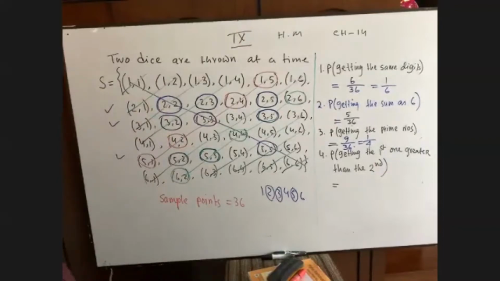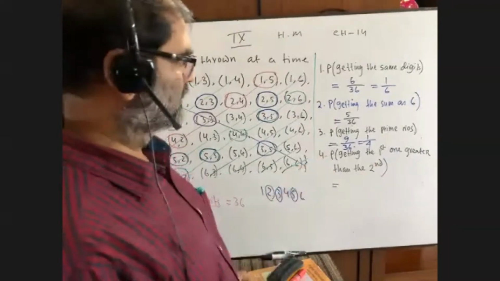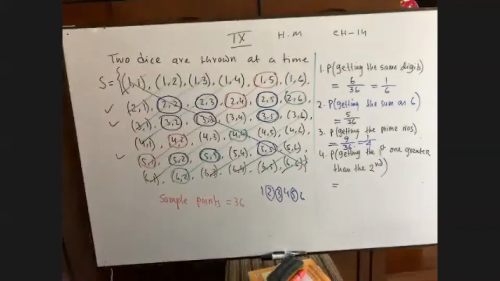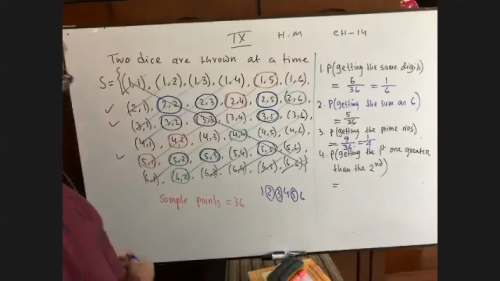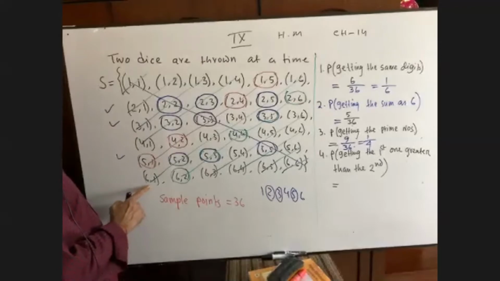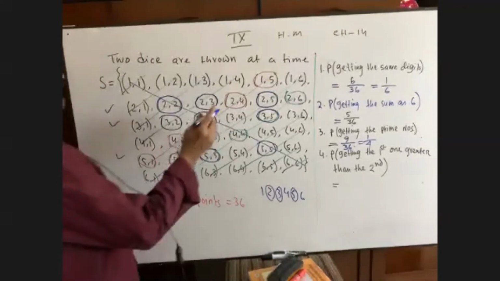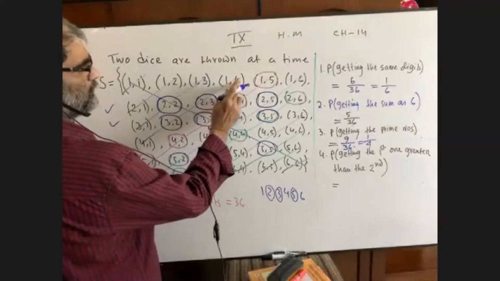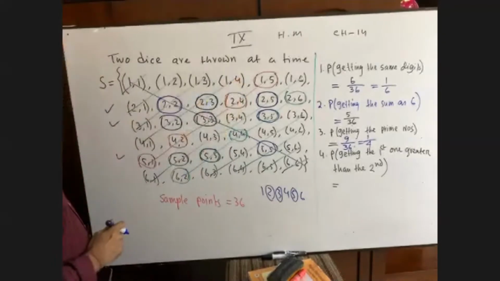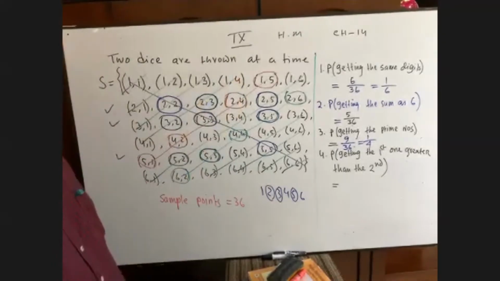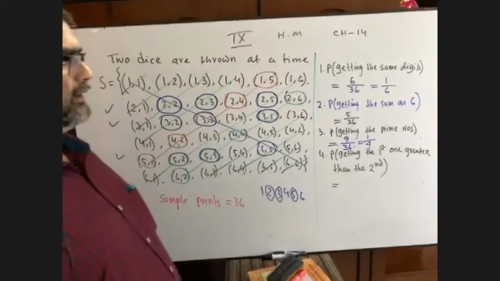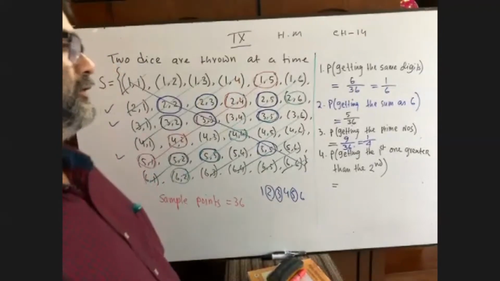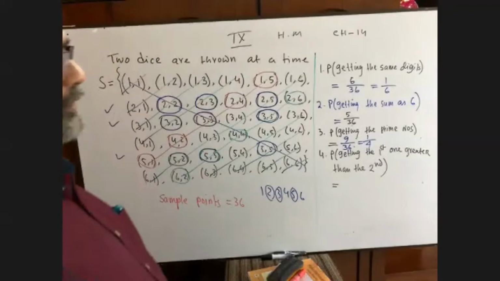Now, what is the probability of getting the first one greater than the second one? That means the first one is greater than the second one. Suppose if we see here 6 is greater than 1. If I see 1 is less than 4. Have you seen? Can you please find out question number 4? How many points will we get where the first one is greater than the second one?